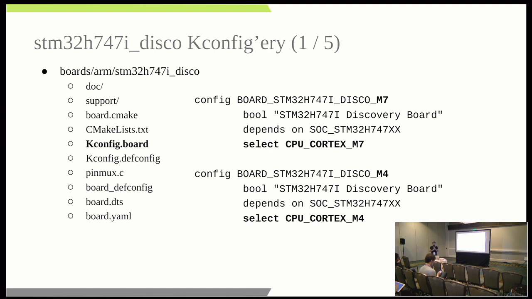In the case of a dual core SoC, the proposal was that in the board Kconfig, we define two targets, and for each target, we'll be able to select one or the other Kconfig flag for the SoC. This is where we define if it is Cortex M7 which is used or Cortex M4.